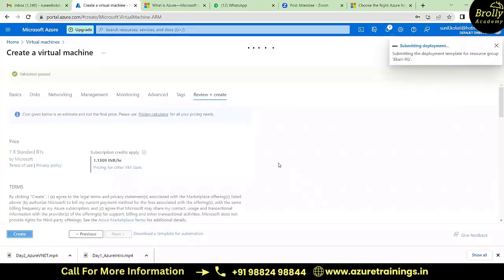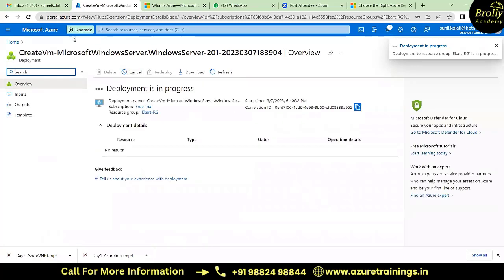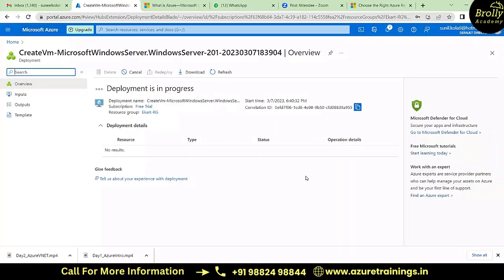We are going to deploy a virtual machine, which is one of the services. We are going to deploy the service and at the same time manage the service with the help of the portal.azure.com portal, or Azure Resource Manager. So that's the definition. Azure Resource Manager is the deployment and management service for Azure. It provides a management layer that enables you to create, update, and delete resources in your Azure subscription. We can create the VM, we can delete the VM, we can update the VM. Here you can see deployment is in progress.